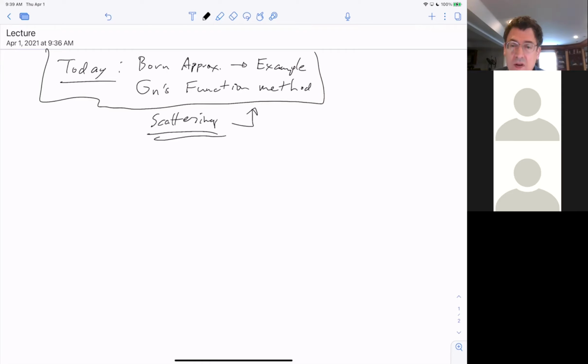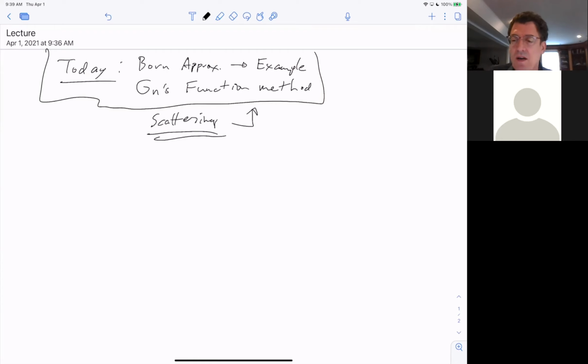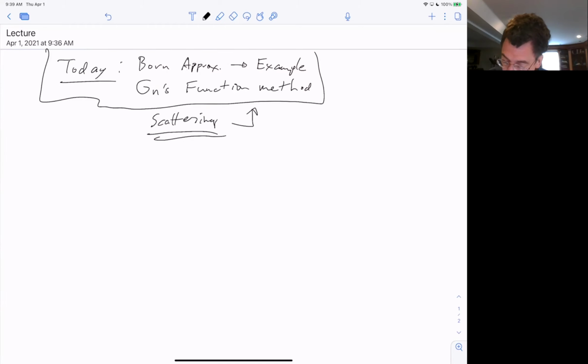Okay, so the plan for today is to continue our discussion of scattering in quantum mechanics. More specifically, today we'll continue our discussion of the Born approximation, and we'll start a new technique, a new way of thinking about it, which involves Green's functions, which is kind of cool. And so this is all about scattering. So, okay, let's dive into it.